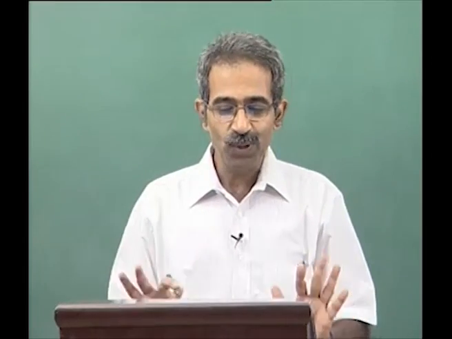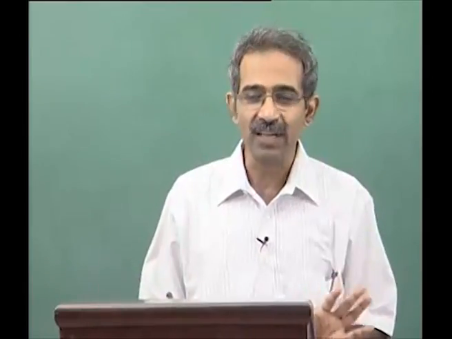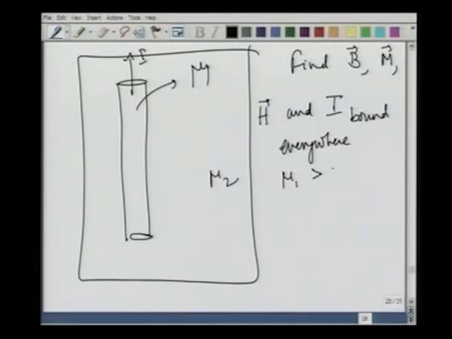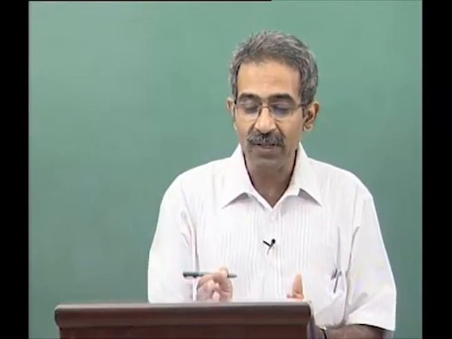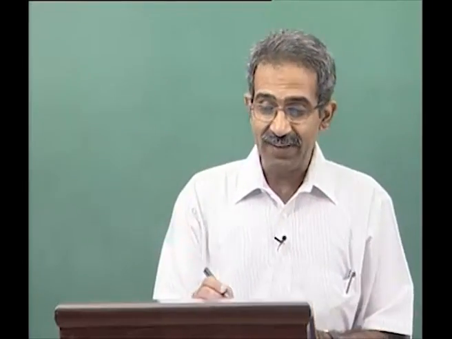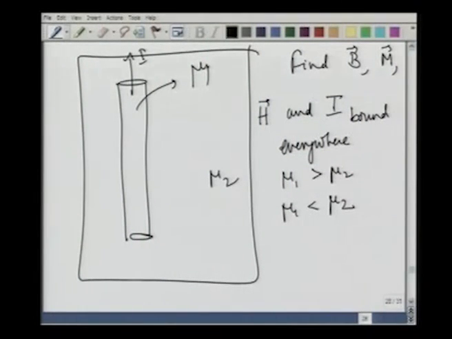I think this problem, to a certain extent, succinctly illustrates all the relations that I wrote. The interesting situation is of course when mu1 is greater than mu2, and mu1 is less than mu2. You can also look at a situation where, for example, the wire is paramagnetic and the surrounding medium is diamagnetic, or the wire is diamagnetic and the surrounding medium is paramagnetic, and so on and so forth. You can study various situations. So please study all possible scenarios.